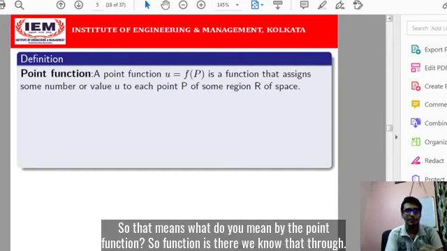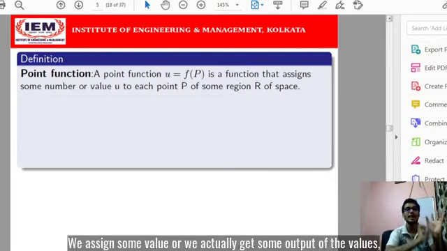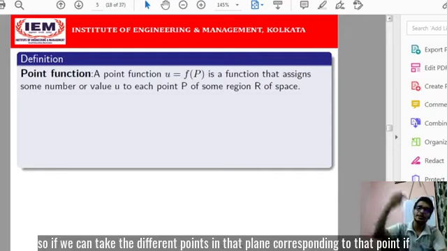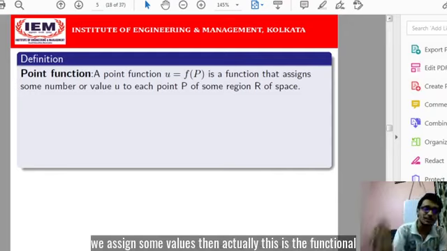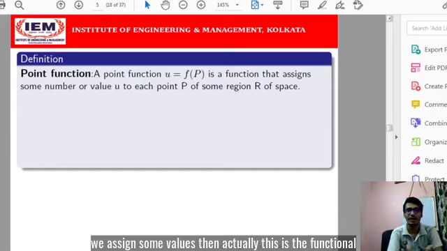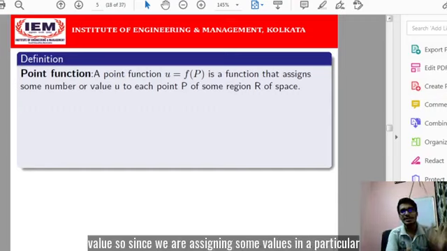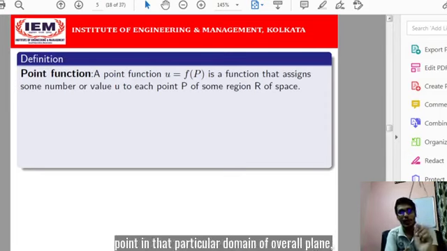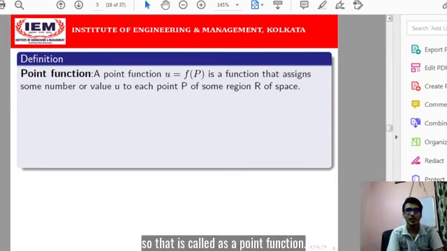So what do you mean by the point function? A function is there, we know that through a function we assign some value or we get some output value. So if we take the different points in that plane, then corresponding to that point, if we assign some values, then this is the functional value. Since we are assigning some values at a particular point in that particular domain or the overall plane, that is called the point function.